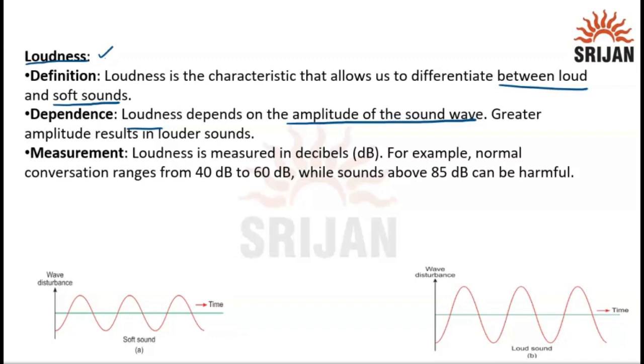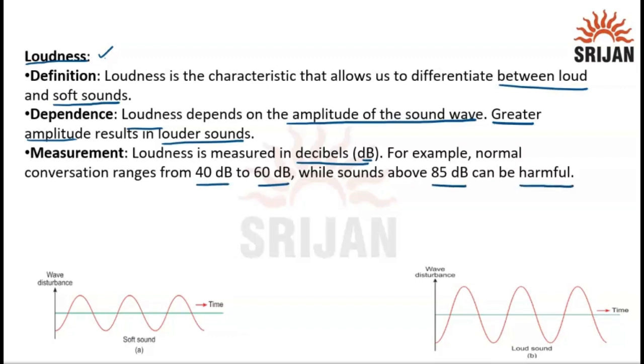Larger amplitude means loudness is more. So greater amplitude results in louder sounds. Loudness is measured in decibels, represented by dB. For example, normal conversation ranges from 40 dB to 60 dB. This is the normal range, while sounds above 80 dB can be harmful for us.